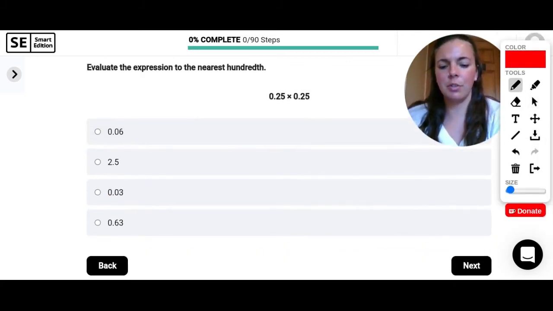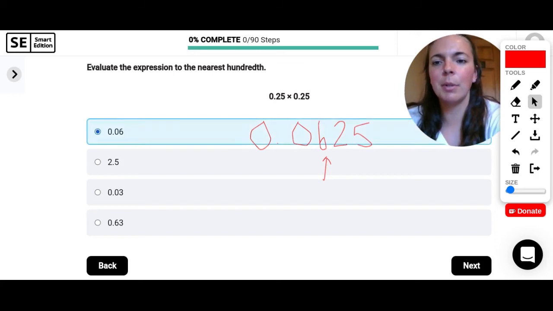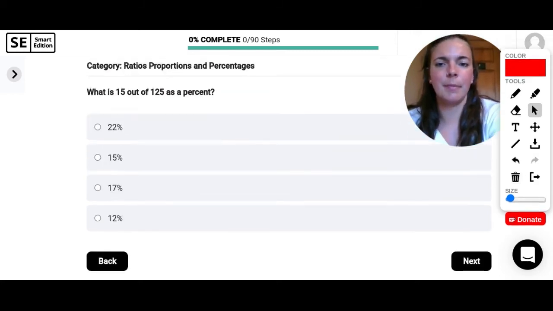Evaluate the expression to the nearest hundredth. So 0.25 times 0.25. If I just go ahead and plug that into my calculator, I get 0.0625. So rounding to the nearest hundredth, the 6 is in the hundredth place. So the number next to it, the 2, tells me if I should go up or stay. So 2 tells me to stay. So this is just going to be 0.06.